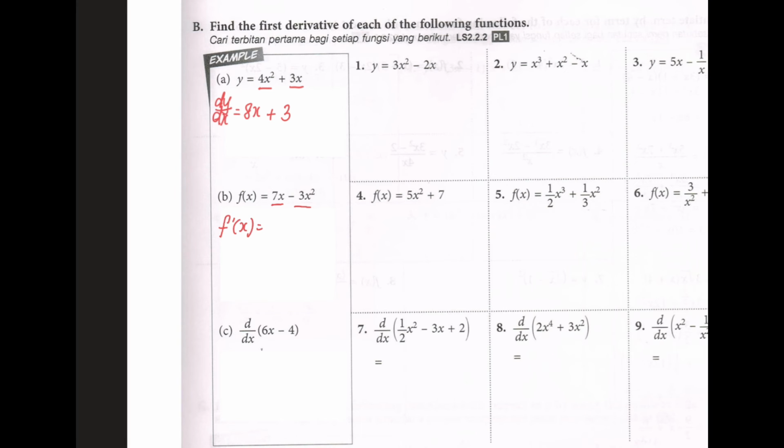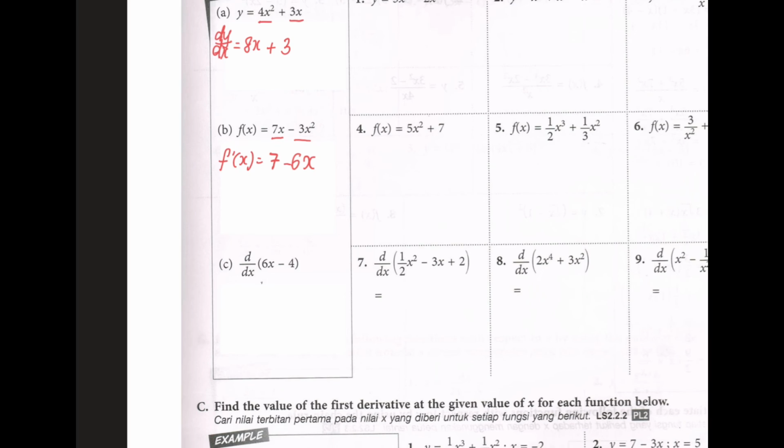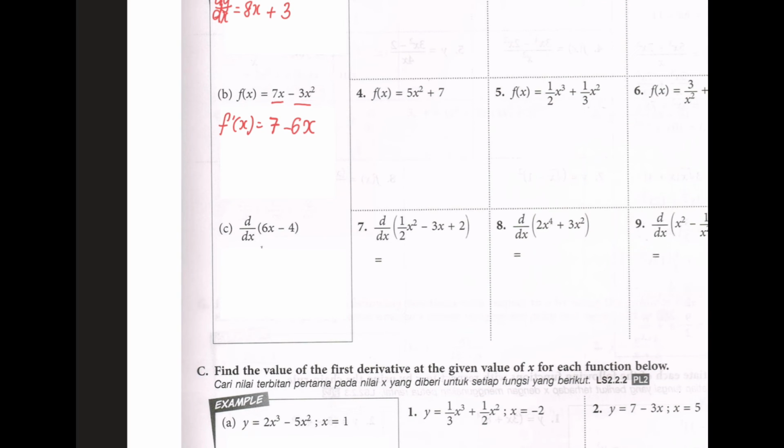So 7x becomes 7. Special case. Minus 3x squared. So this one you just do like usual. Power 2 bring in front. Multiply. 2 multiply with negative 3 is negative 6x. Power 2 you minus 1 become power 1. Negative 6x power 1. Okay, and then C.